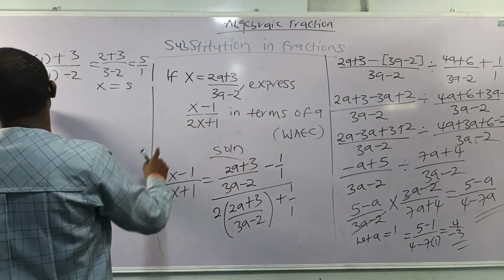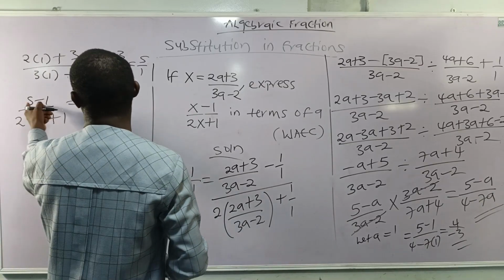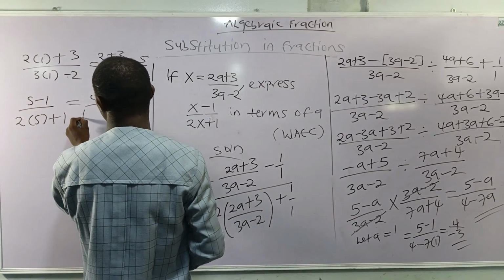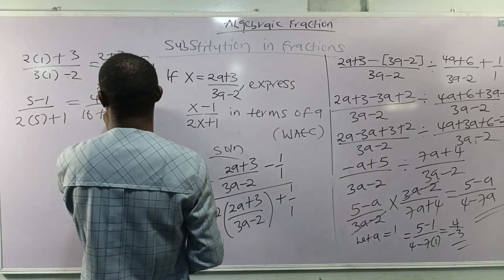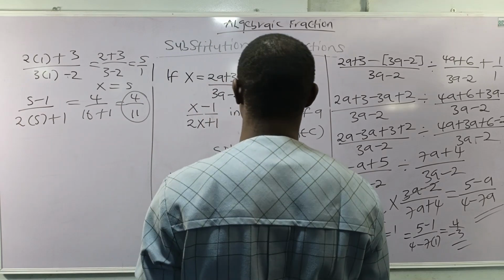I'll put it here. I'll have 5 minus 1 all over 2 bracket 5 plus 1. 5 minus 1 is 4, all over 2 times 5 will give me 10. 10 plus 1 is 11, so 4 all over 11. Where is our mistake coming from?